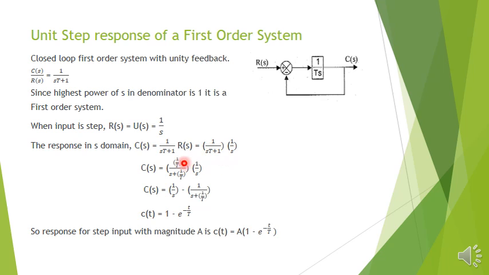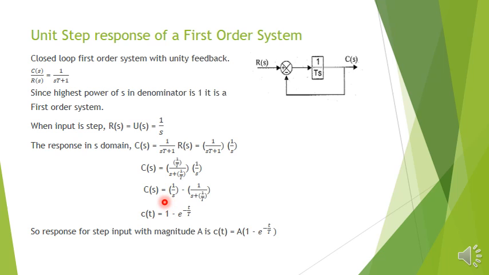So this we can rewrite as 1 by T into 1 by T divided by S plus 1 by T, and that into 1 by S. So by partial fractions we can simplify the partial fraction coefficients as 1 by S minus 1 by S plus 1 by T. So C of S becomes 1 by S minus 1 by S plus 1 by T. If we find the inverse Laplace transform of this, then C of T becomes 1 minus e to the power minus t by T. So this is the general form of the first order system, and the response is the unit step response.